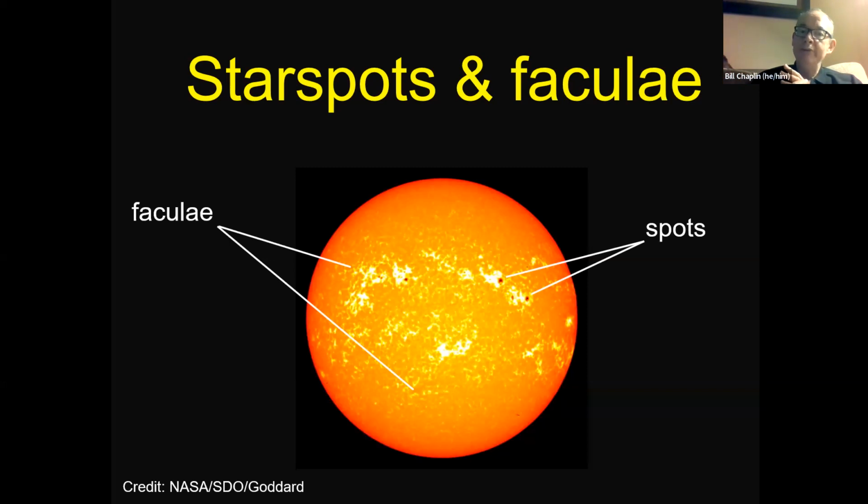Also, we see these things called faculae. Faculae are bright. They're tubes of magnetic flux, but they have a much smaller cross section. They appear bright because the walls of the tube get heated. Convection is inhibited, but the walls of the tube are heated from the surrounding regions, and that heats the insides of these things, and they end up looking bright.